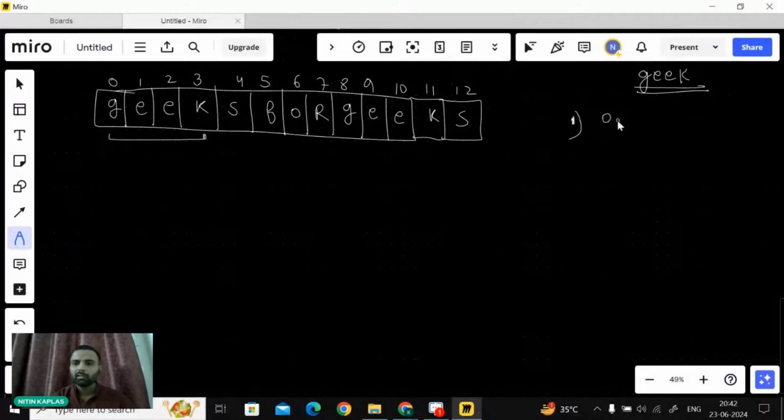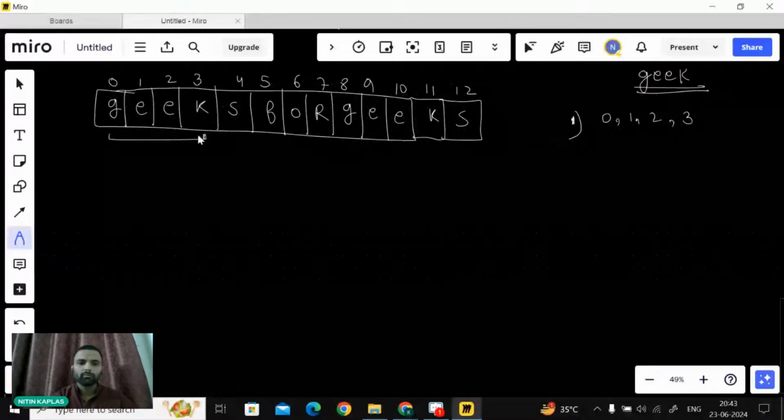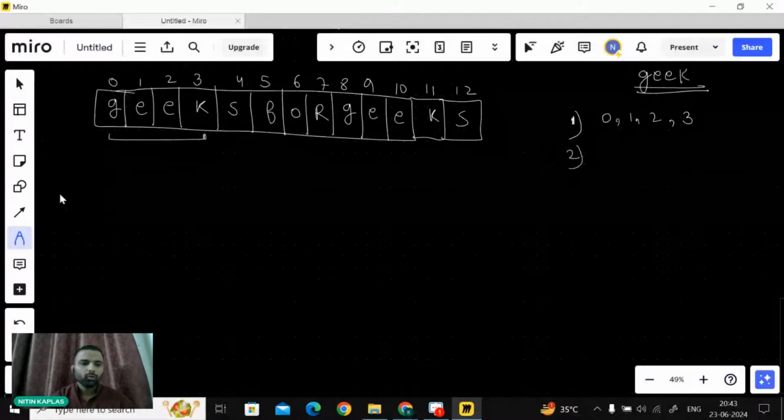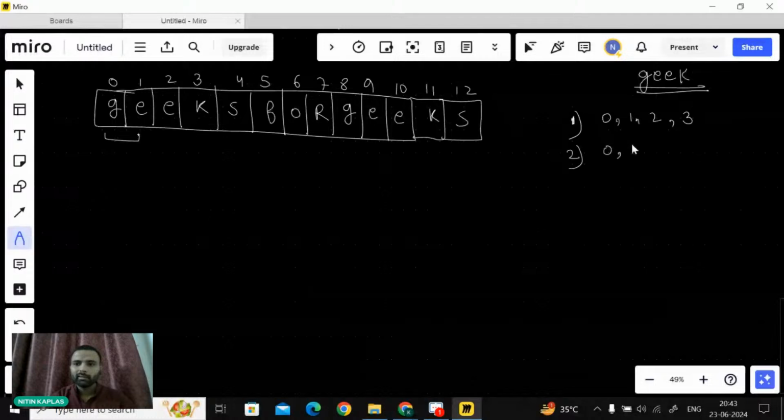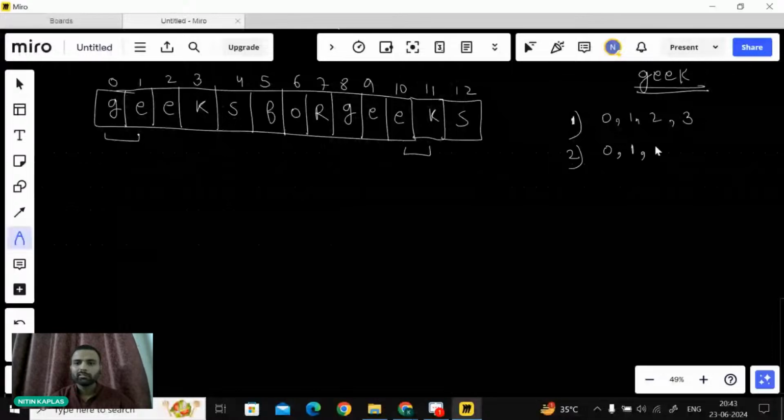So if you see 0, 1, 2, 3, it's the first geek you have encountered, right? Now let's understand the second part. If you see here, you have this G double E, so GE, and that indexing will be 0, 1. After that, you can take any other EK. You have this EK, which is 10 and 11.